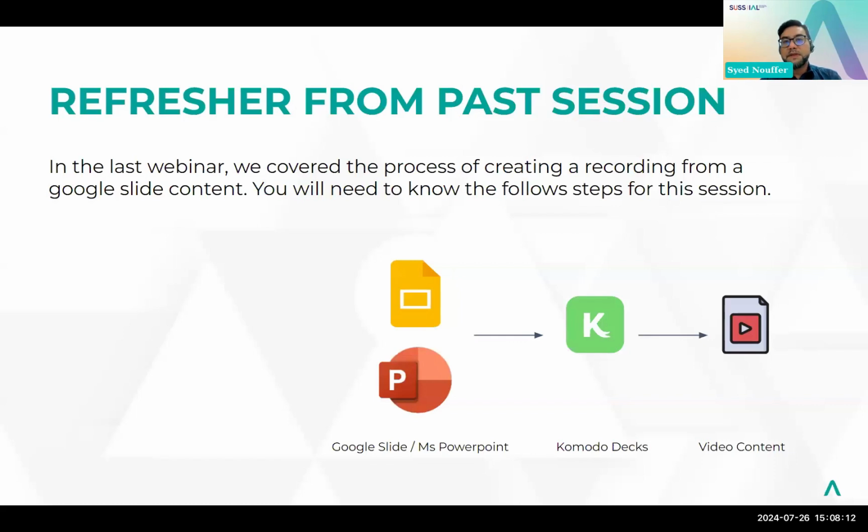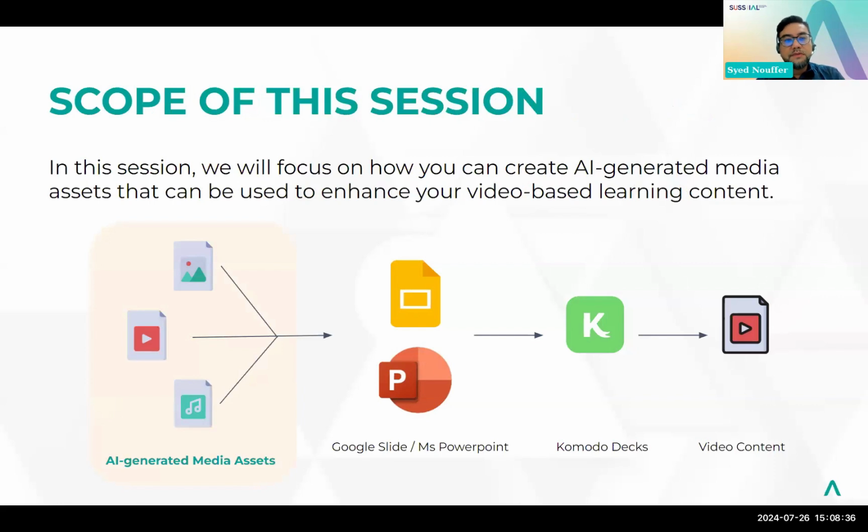So a refresher from the last webinar. What we covered was the use of Komodo decks to digitize the slides from Google Slide or PowerPoint to create video content. We covered a bit of using text to speech during the last session. But for this session, we're going further. We will explore different types of assets that we can add in to enhance your Google Slide, which in turn will enhance the video content that you are sharing with learners.